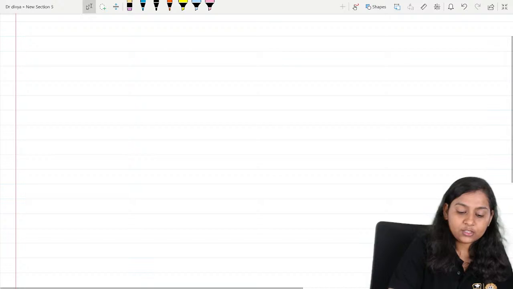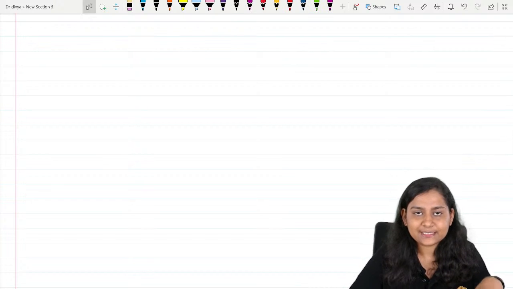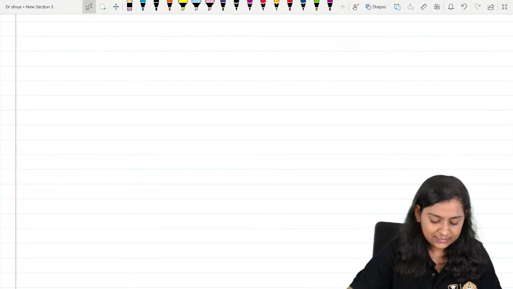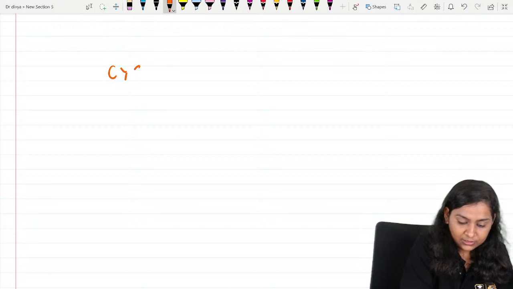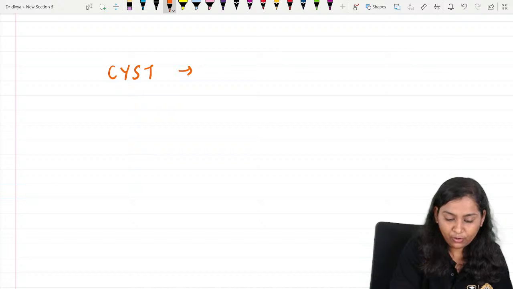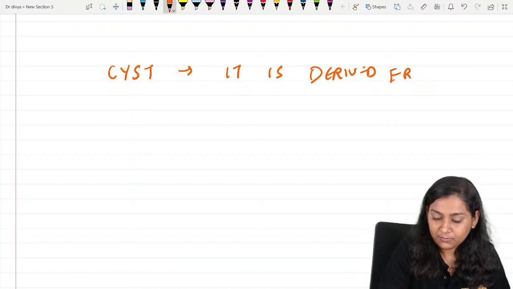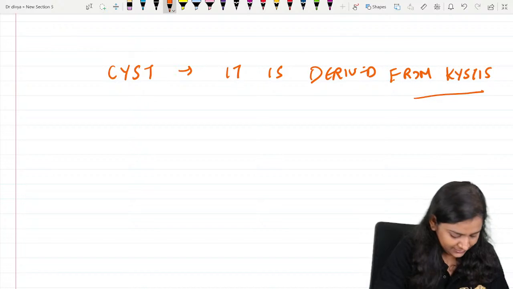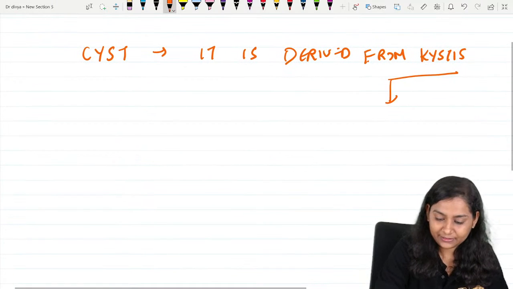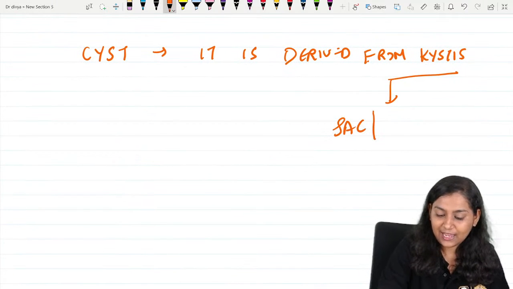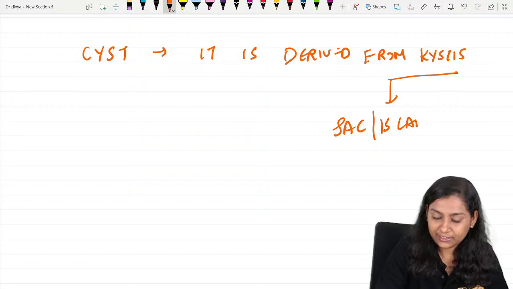Now coming to the odontogenic cyst. Okay, so before coming to the odontogenic cyst, let's first understand what is cyst. This cyst is derived from cystis. Now what does cystis mean? It basically means a sac or bladder-like.